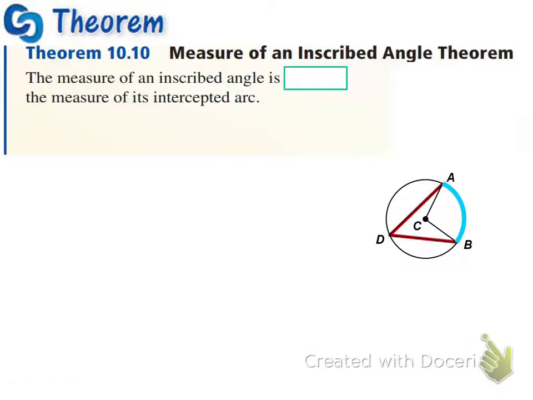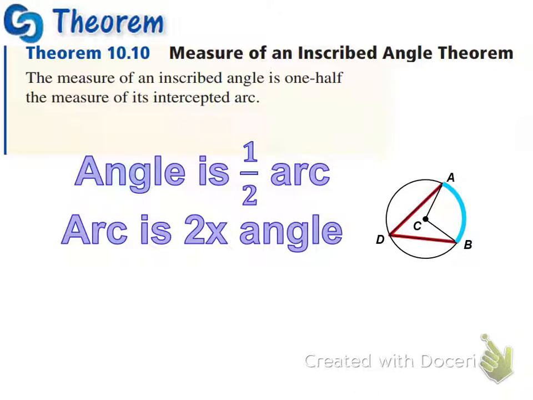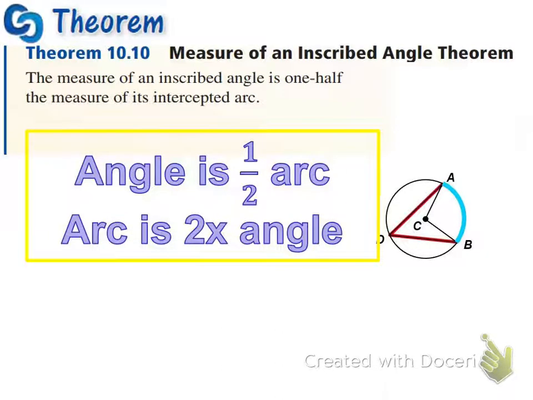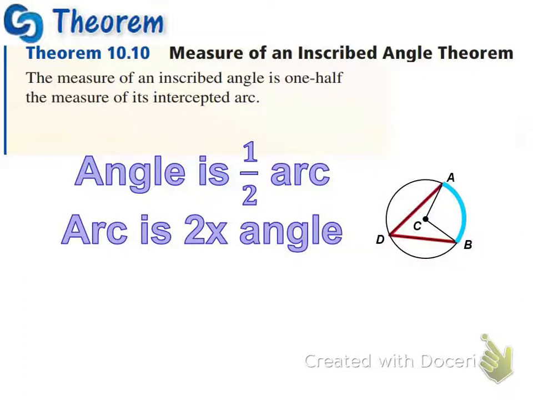I am going to have you summarize it. The measure of an inscribed angle is half the measure of its intercepted arc. But I'm going to have you write this down. It's like a chant that I say. The angle is half the arc. The arc is double the angle. So go ahead and write that in, and then we're going to have you highlight it because it's really important. I would highlight it just so you can find it later. The angle is half the arc, and the arc is double the angle.